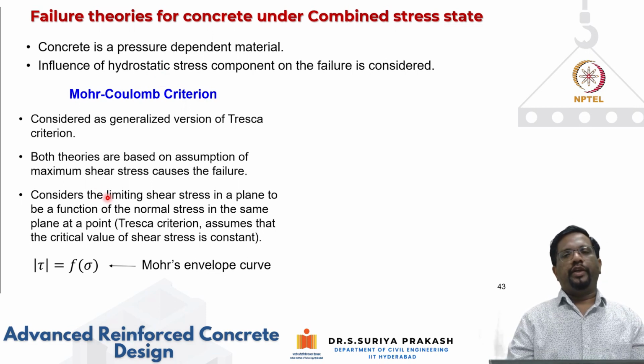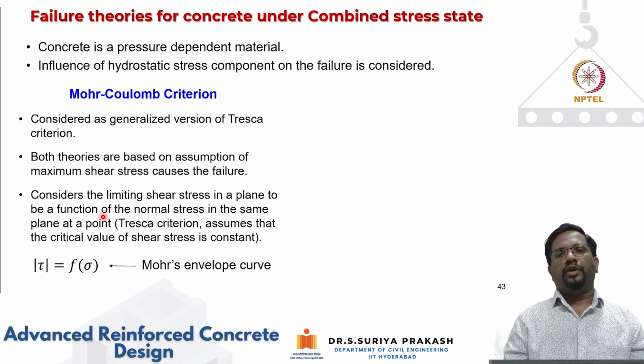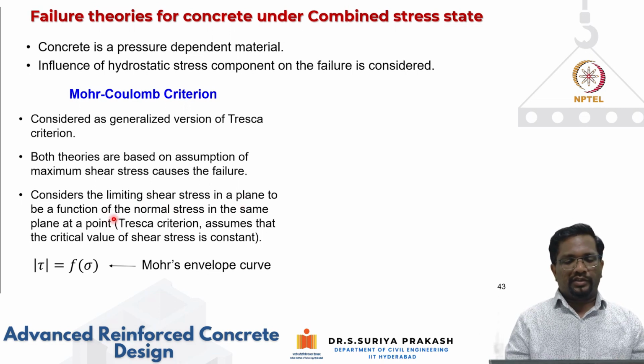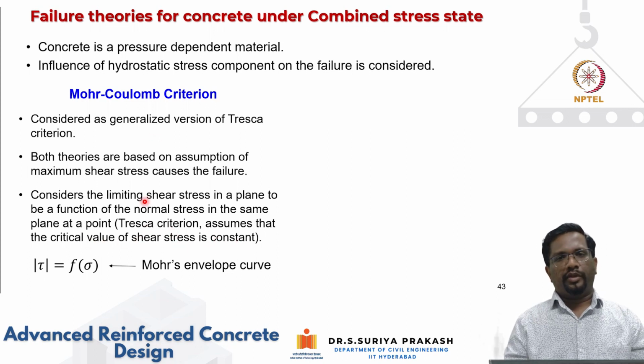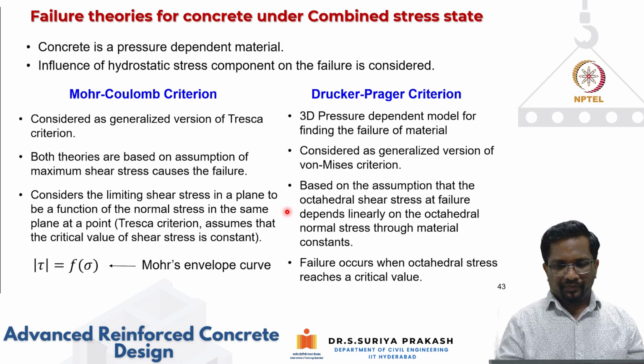So here the failure criterion is defined by limiting shear stress in a plane, which is assumed to be a function not only of shear stress but also of normal stress in the same plane at a point. However, in the Tresca criterion for ductile materials, it is assumed that this critical value of shear stress is constant. But here for brittle materials like concrete, we are saying that the shear stress tau is also a function of your normal stress, which is a Mohr envelope curve.